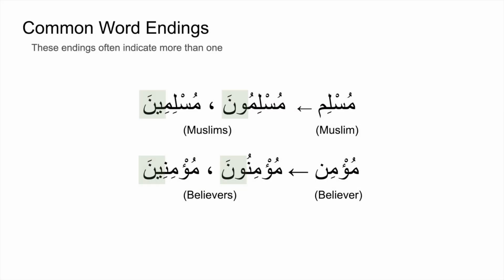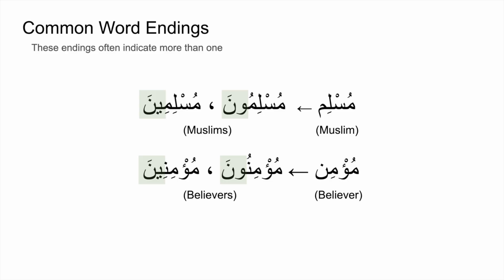Here is something you will notice often in the Quran. Some words change at the end when they refer to many. Look at this word, Muslim. مسلم، مسلمون، مسلمين. When it becomes many, the ending changes.